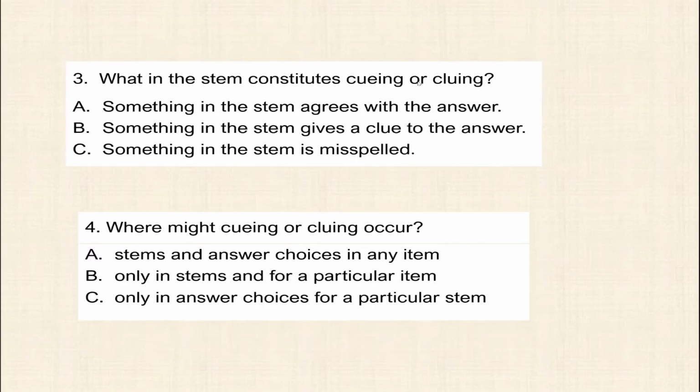Number 3. Okay, the correct answer is something in the stem gives a clue to the answer, and probably most of you got that. How about number 4? Well, I jumped to that pretty fast and didn't give you much chance, but the answer is stem and answer choices in any item. That's where cueing or cluing can occur. Students may get to item 13, and how they answer it and what's in there might give them some hints about how they should have answered item 3. So they'll go back and fix it. Now you're getting a measurement on two different things that you don't need. You'd be better to have another item to give you more information. So be careful that you don't have any clues or cluing in either the stem or the answer choices in any item on the test.